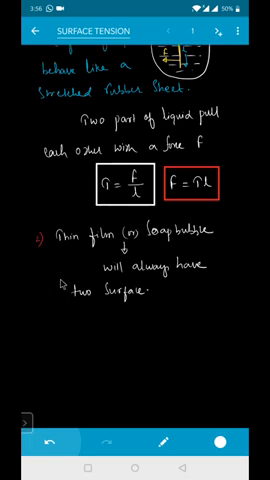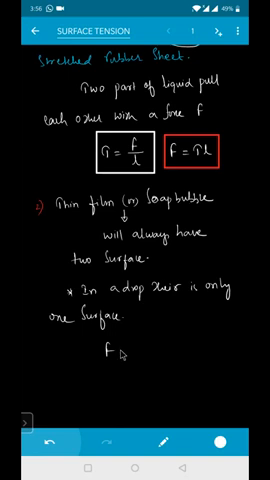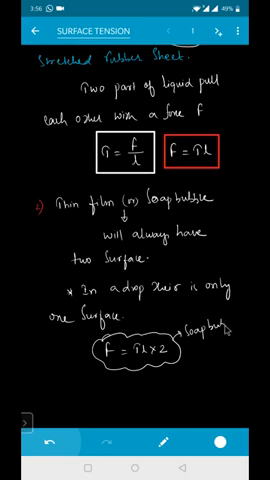Yes, sir. So in a drop, there is only one surface, like a water drop. So a soap bubble or a thin film always has how many surfaces? Two surfaces. That is the reason the force is represented by the formula F is equal to T into L into 2. This is for a soap bubble or thin film. For a single surface, force will be equal to T into L. Is that clear?